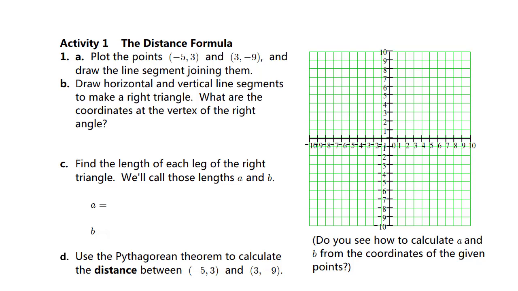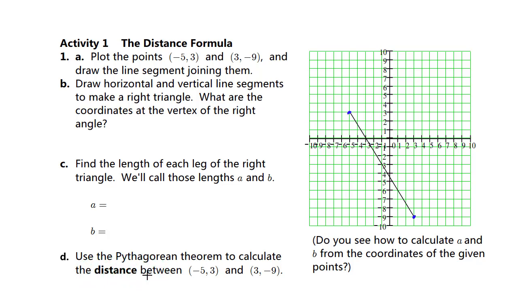So anyways, we're going to look for (-5, 3) and (3, -9) here. 1, 2, 3, 4, 5. 3 is right here. And (3, -9) is right here. So those are those two points. And then we're going to draw the line segment joining them like so. What we're going to do is figure out the length of that line segment. That's what the goal here is.